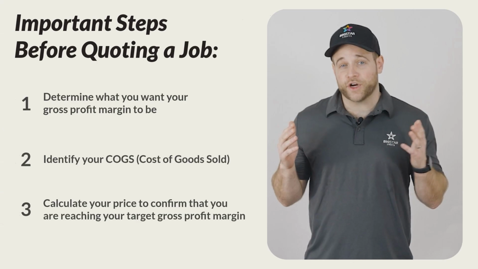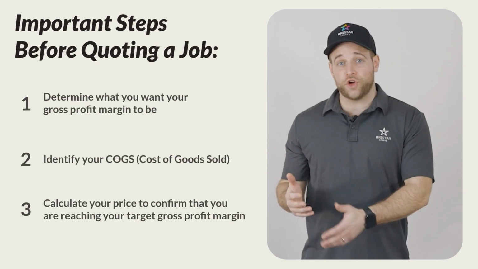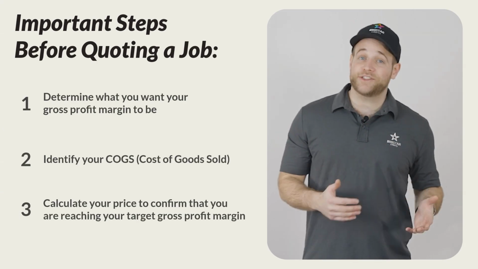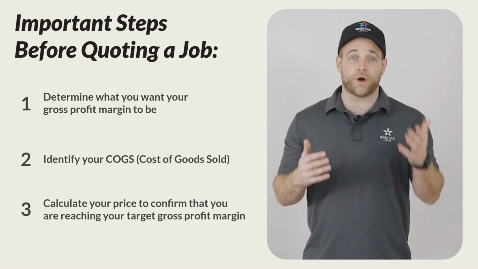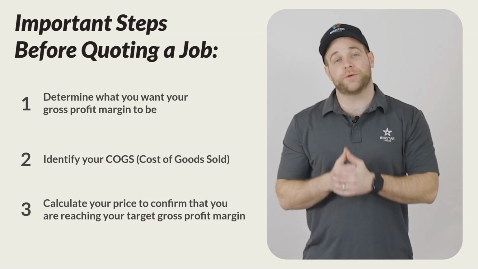Then you want to figure out your COGS, or cost of goods sold, and then you can determine what your price will be to achieve your target gross profit margin, which you'll quote to your prospective clients. Okay, let's break it down further.